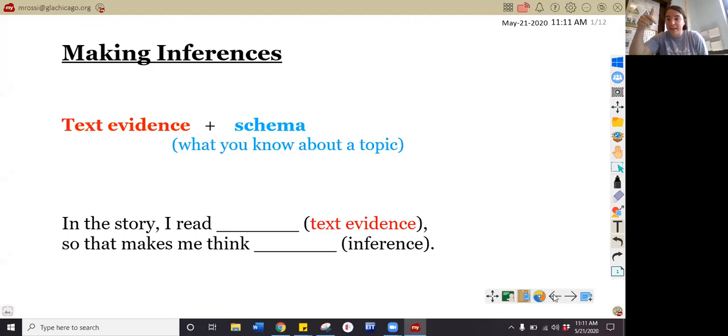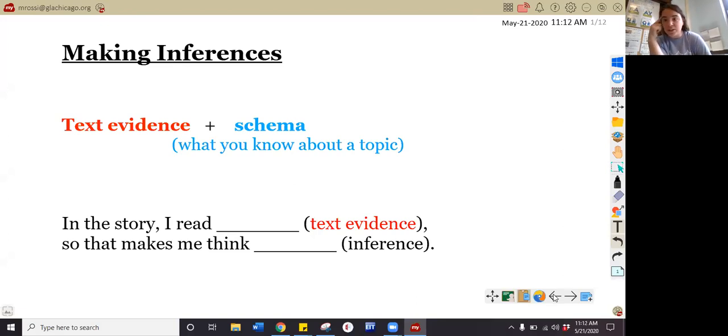Remember, an inference is a guess. We're going to make guesses based on the text. We need two things to make an inference. Pause your video and tell me what two things we need to make an inference now. Good, we need text evidence and schema. Schema is what you know.